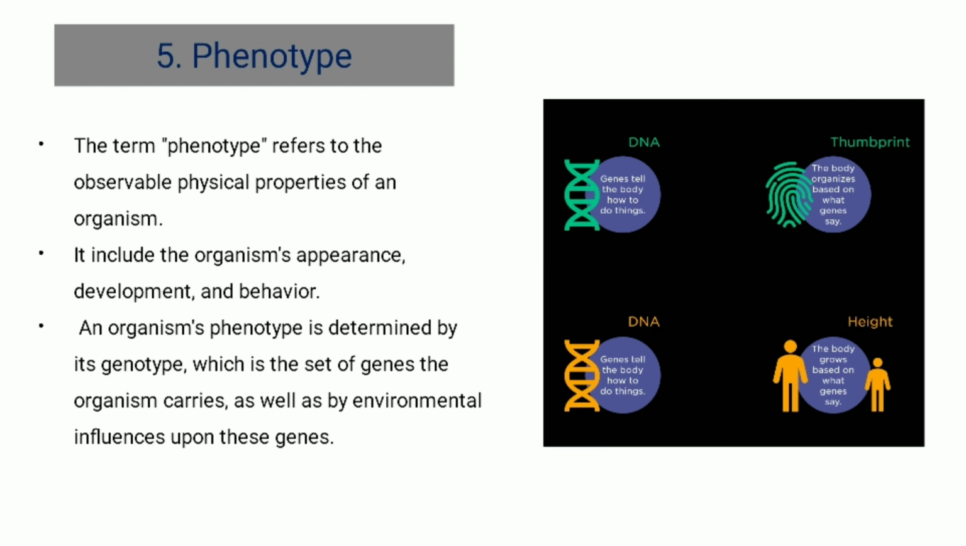Phenotype. The term phenotype refers to the observable physical properties of an organism. It includes the organism's appearance, development, and behavior. An organism's phenotype is determined by its genotype, which is the set of genes the organism carries, as well as by the environmental influences upon these genes. We can simply say that genes tell the body how to do things, but the body grows based on what genes say.